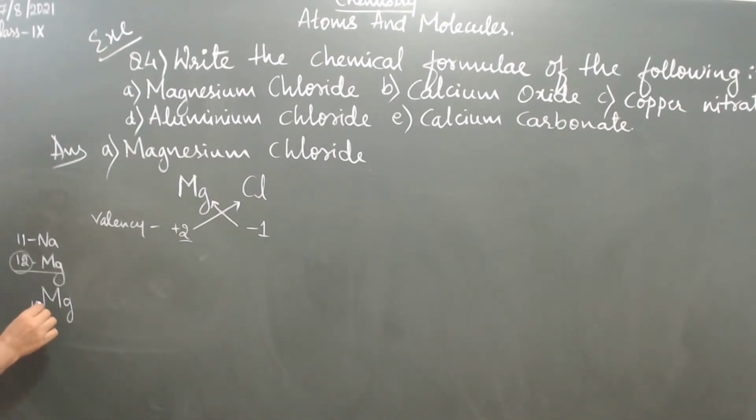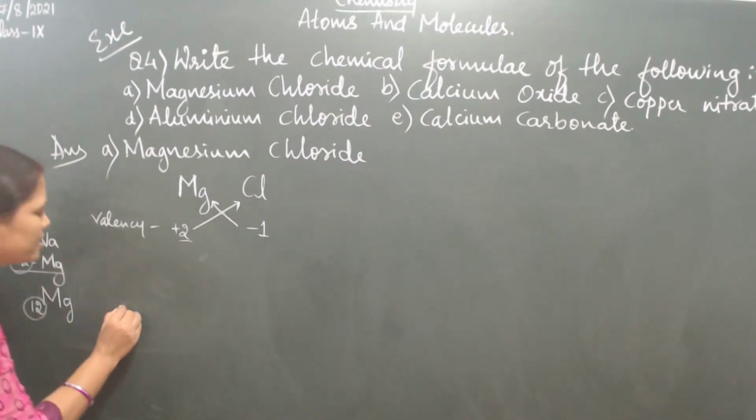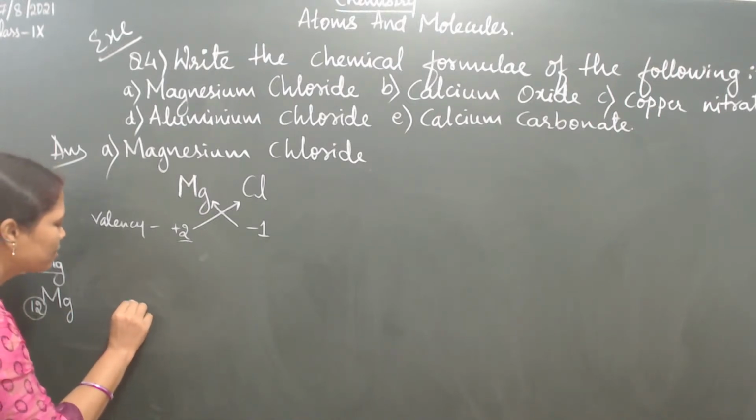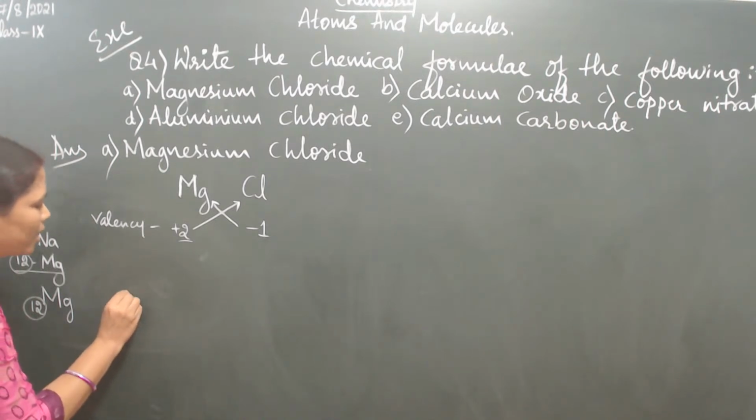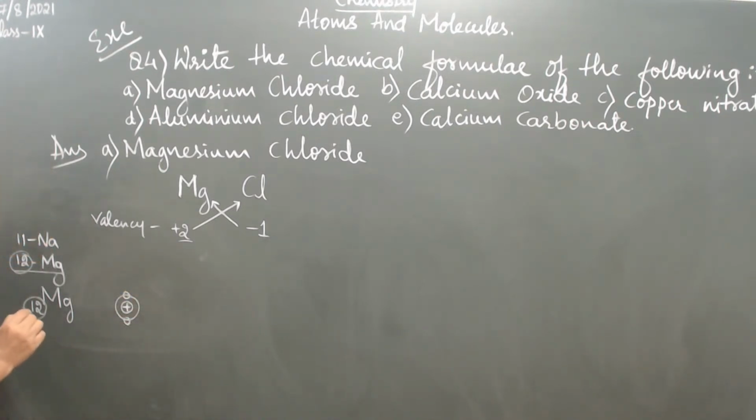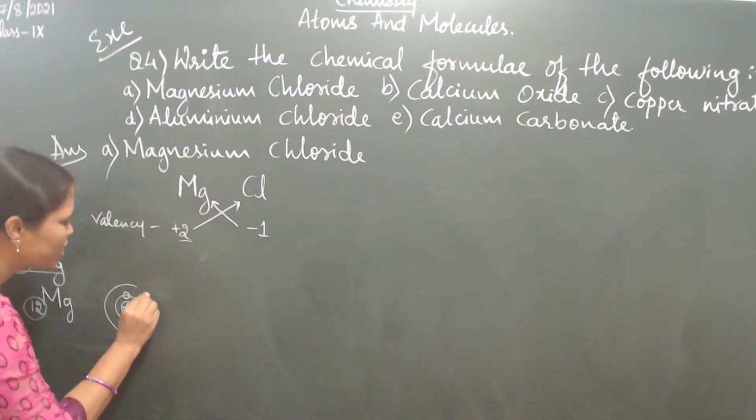And for the distribution of the electrons, what are we going to take? We are going to consider this number 12, because what is the definition of an atomic number? The number of electrons present in the atom. So how are we going to distribute this in magnesium? 12 means the total number of electrons present in that element, in the magnesium atom.